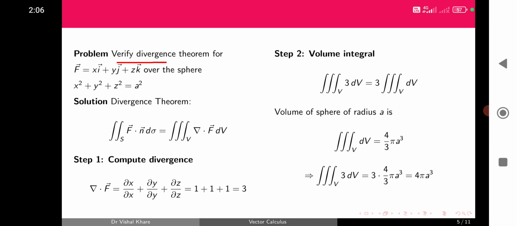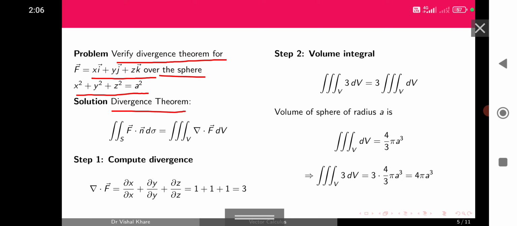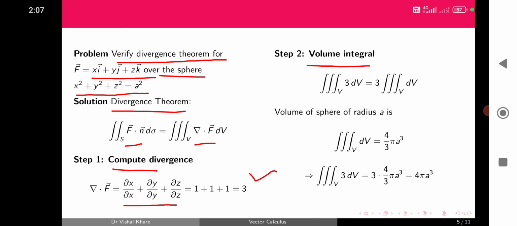Next example, verify the divergence theorem for F equal to xi plus yj plus zk over the sphere x² plus y² plus z² equal to a². Divergence theorem: surface integral F dot n vector is equal to volume integral del dot F vector. So compute the divergence first. Computing the divergence, we get the value of divergence F equal to 3. Then we'll find the volume integral.